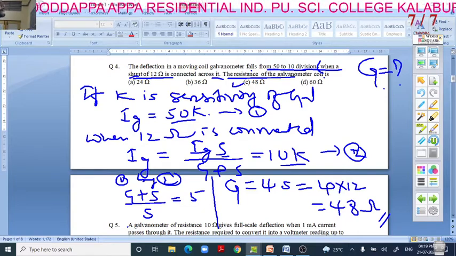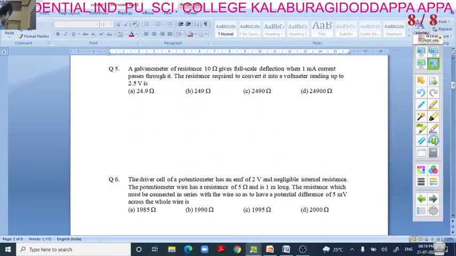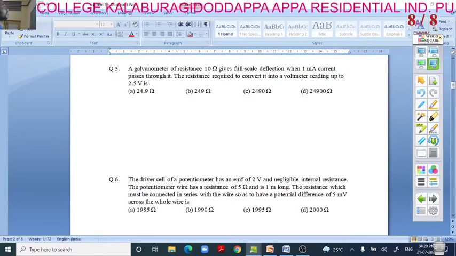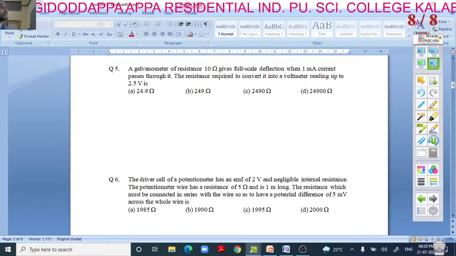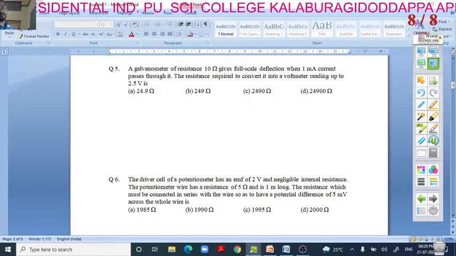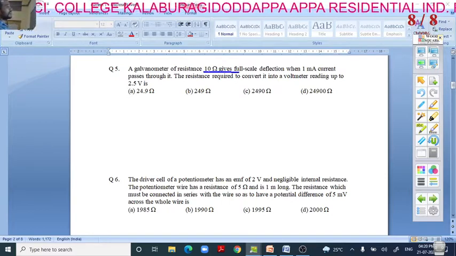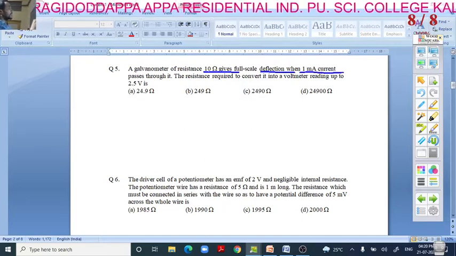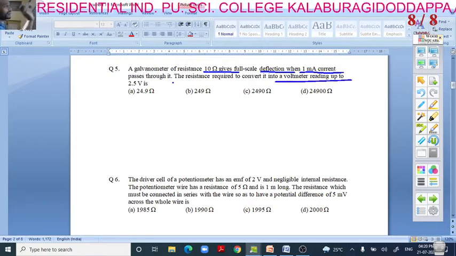Now, question number 5. A galvanometer of resistance 10 ohm gives full deflection when 1 milliampere current passes through it. When 1 milliampere current is passing through it, it gives full deflection. The resistance required to convert it into a voltmeter reading.